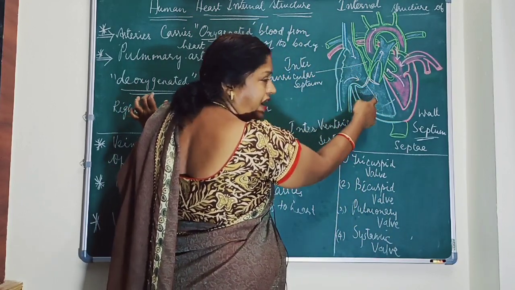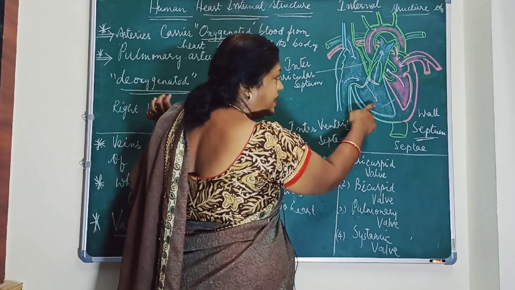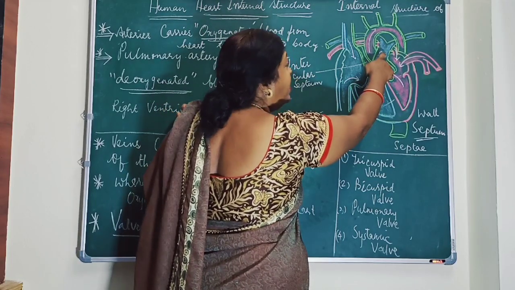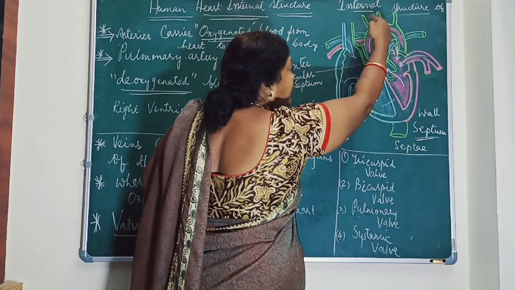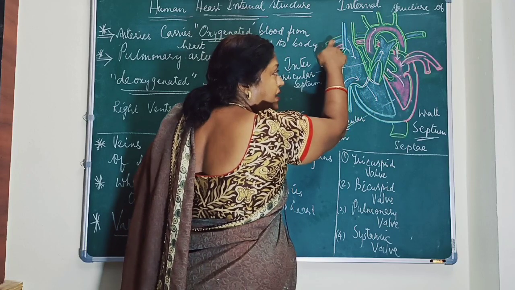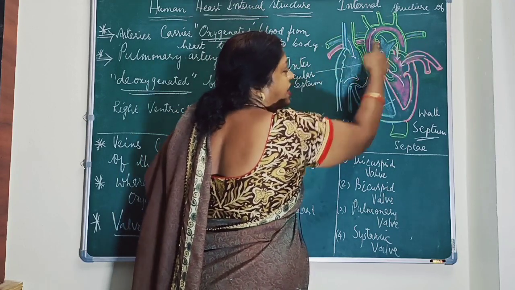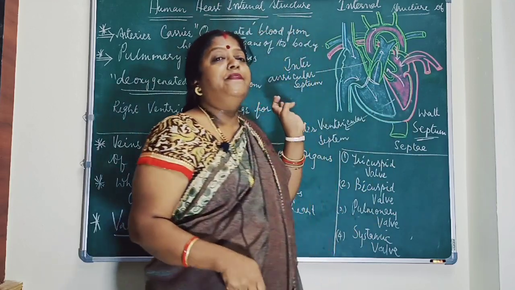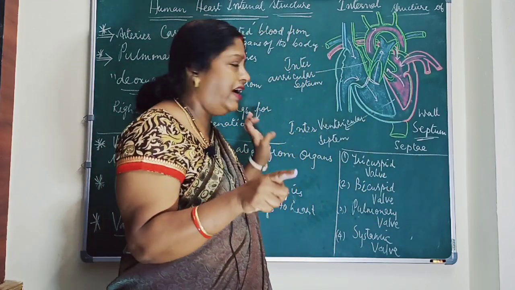Right auricle to right ventricle, from right ventricle into the pulmonary aorta, and from the pulmonary aorta into the lungs, right and left lung, through the right pulmonary artery and the left pulmonary artery. It is very clear in the diagram. You can just see the diagram and explain the internal structure of the diagram.